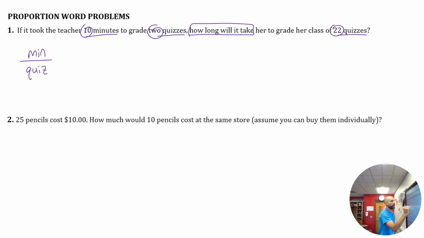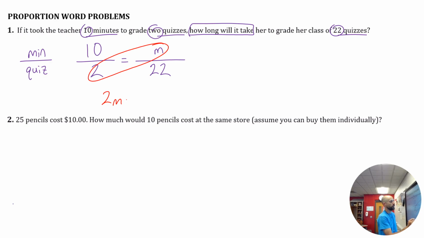So based on that unit fraction, I'm going to write an equation, which is a fraction set equal to a fraction. I'm going to write a proportion. Using this information, it says 10 over 2, because 10 is the minutes, 2 are the quizzes. How long is it going to take to grade 22 quizzes? Well, 22 goes on the bottom of the second fraction because it is the quiz number. We don't know how long it's going to take, so we'll say M for minutes.